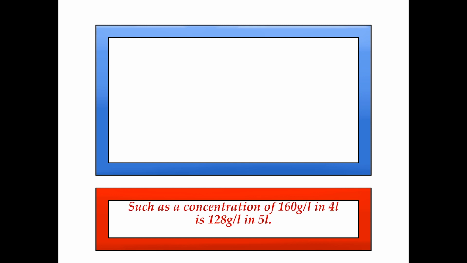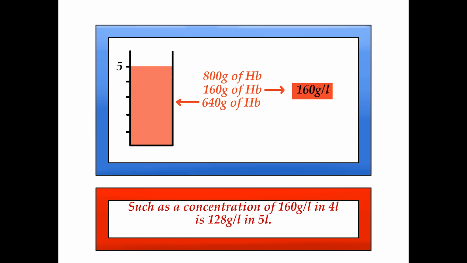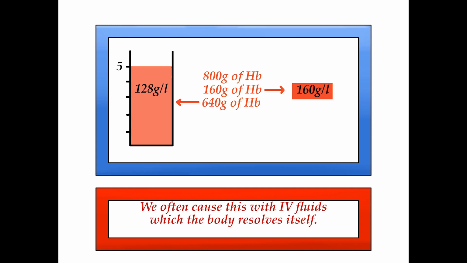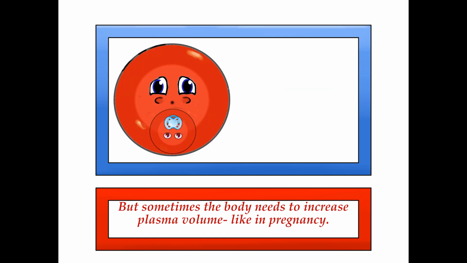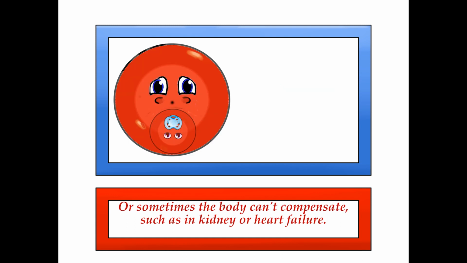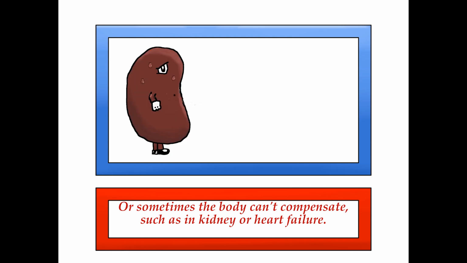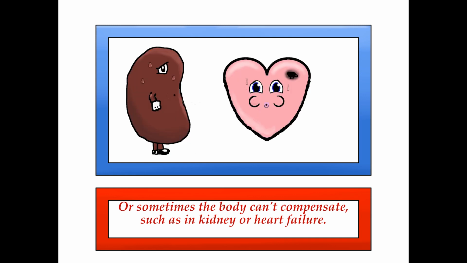So in the last patient we discussed, if we had a litre of fluid, that dropped the HB from 160 to 128. And again, frequently the body sorts this out over time. Though sometimes the body wants to increase the plasma volume, for example in pregnancy, or sometimes the body lacks the ability to fix it, for example in someone with kidney failure or heart failure, somebody who's missed a dialysis session.